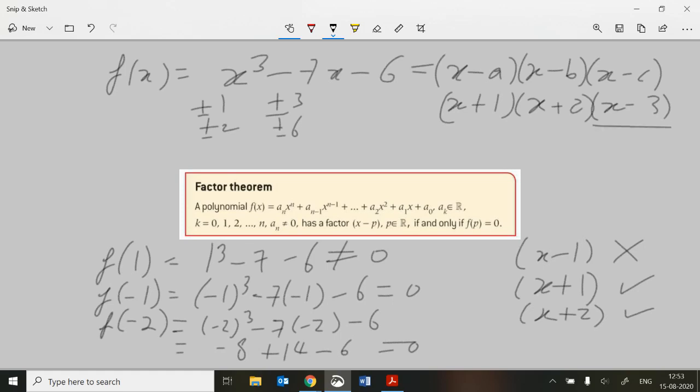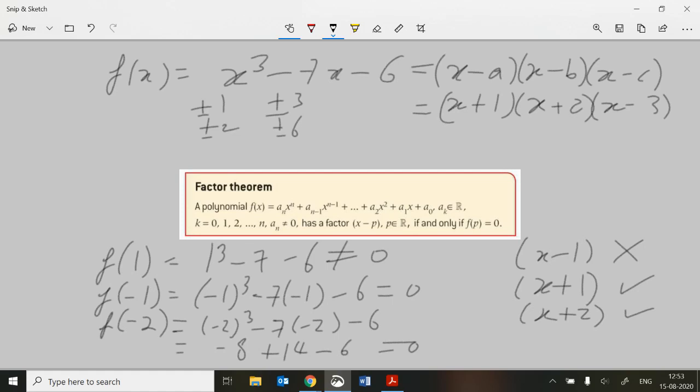So this one comes out really easy, and of course I can put 3 in here to check that one out. So 3 cubed is 27. Take away 21, take away 6, brings us back down to 0 as well. Okay, so what we've done here is a process of finding our factors after being told that this does factorize and that there's no remainder.